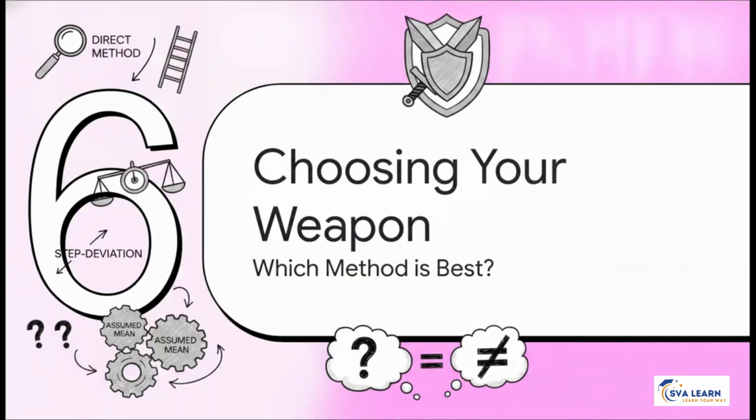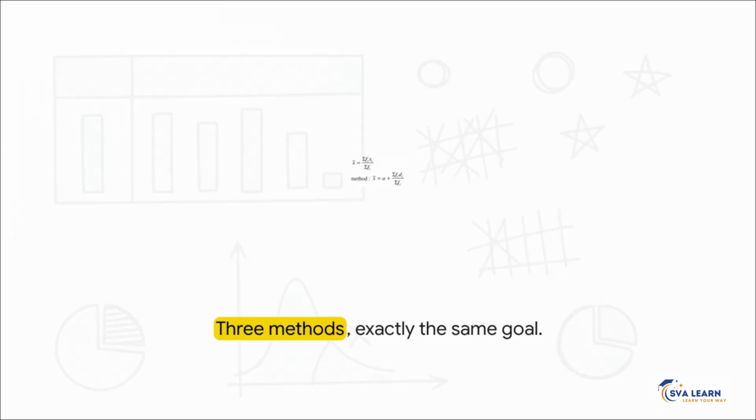Finally, part 6, choosing your weapon. So now that we have these 3 distinct tools in our belt, how do they actually relate to one another? Look at the 3 formulas side by side right here. While they might look increasingly complex, here is the secret. They are mathematically identical. The assumed mean just temporarily subtracts a, then adds it back. Step deviation subtracts a, divides by h, then multiplies by h and adds a back. They all achieve the exact same goal, yielding the exact same true mean. They are basically just different lenses for looking at the exact same truth.